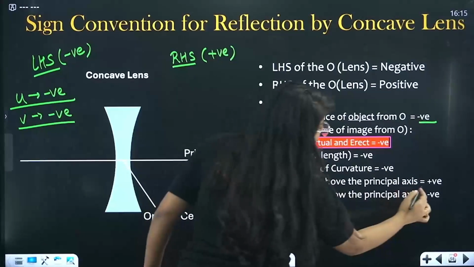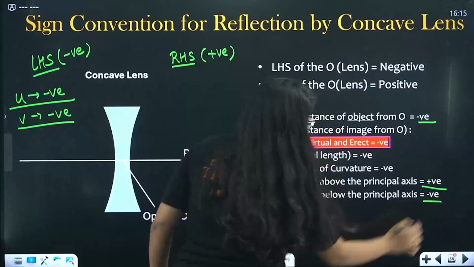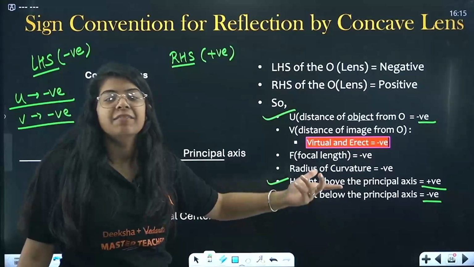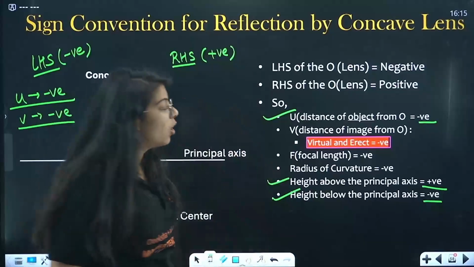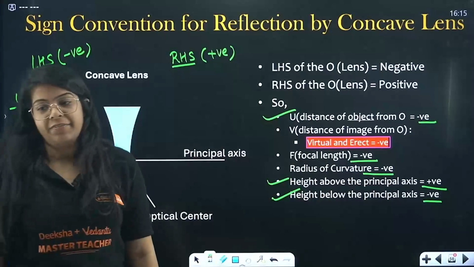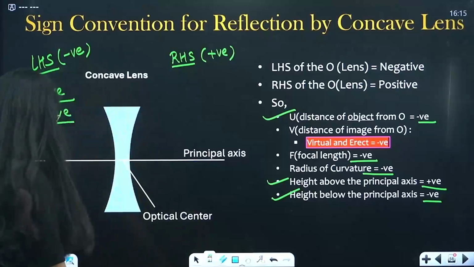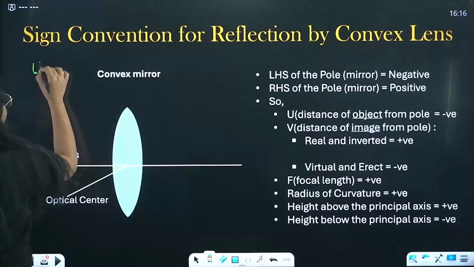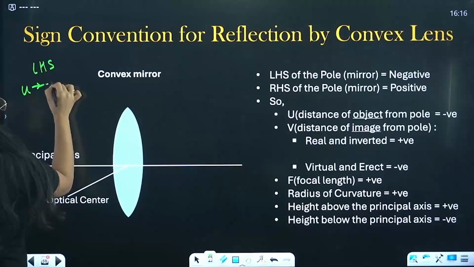Height above the principal axis is positive, below the principal axis negative. Focal length for a concave lens is negative. Concave lens, concave mirror, always negative. Radius of curvature, always negative. Understood? Then, same for the convex lens, we have the left hand side, U is always negative.